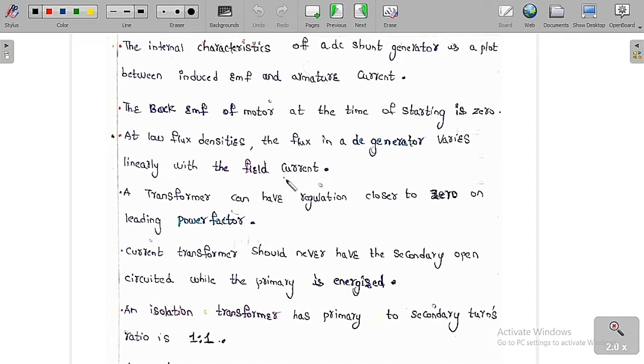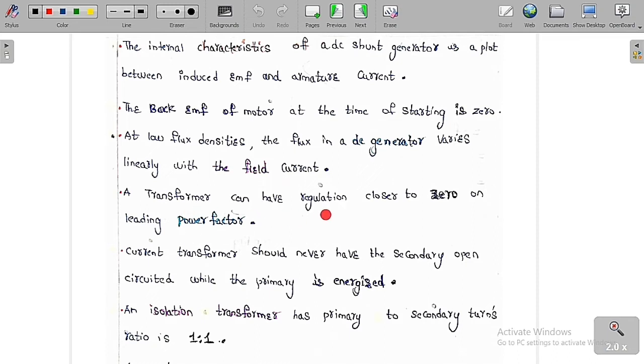But in the saturation region, simply we can say, even if the field current is increasing, the flux will always be constant. So at low flux densities, or the unsaturation region, the flux in a DC generator varies linearly with the field current, because low flux density is also called the unsaturation region. So the flux is directly proportional to field current. As the field current increases, the flux increases. At high flux densities, in the saturation region, the flux is always constant irrespective of the field current.